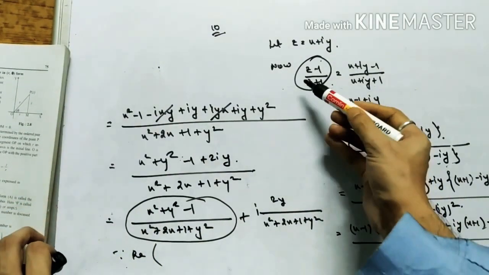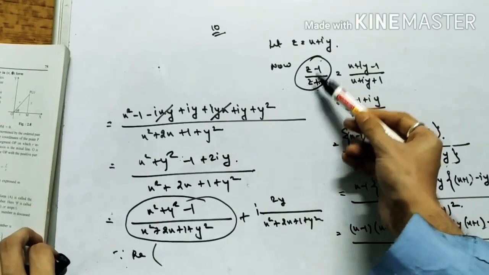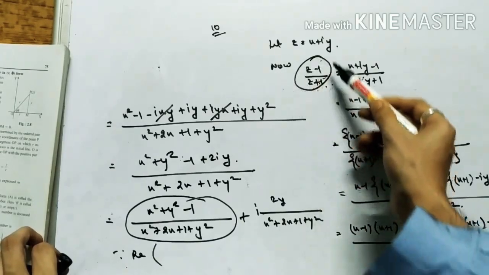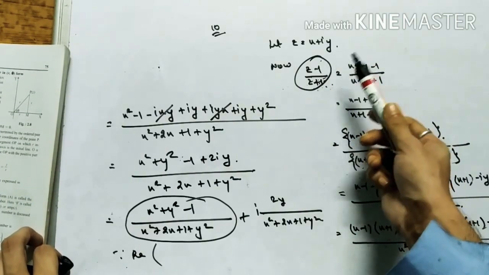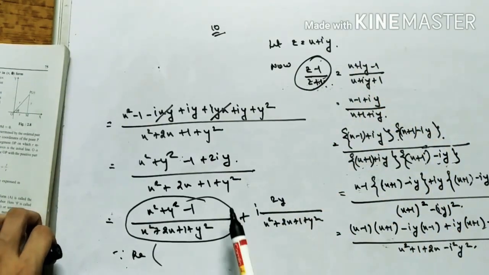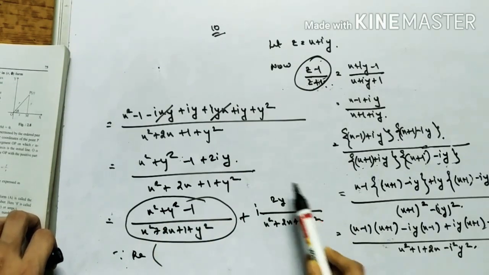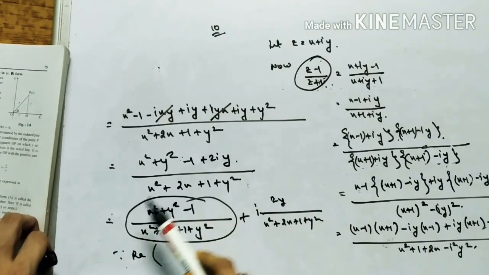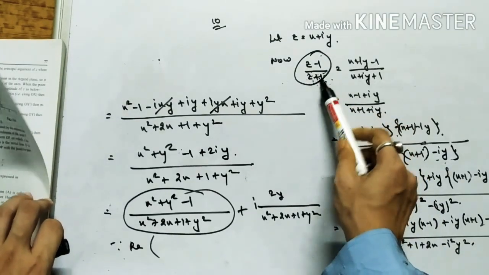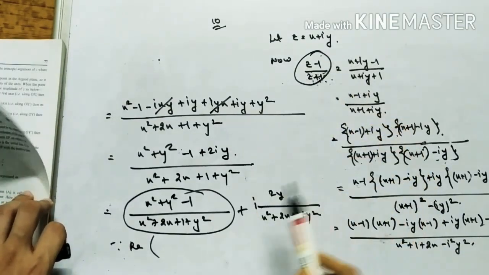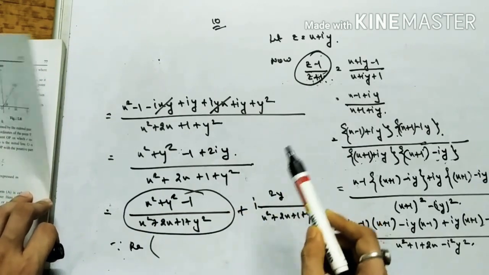Understand here, because it is given in the question that this part is a purely imaginary number. That means the real part is 0. This is your real part and this is your imaginary part. Since this is a purely imaginary number, its real part is 0. That means this part is equal to 0.